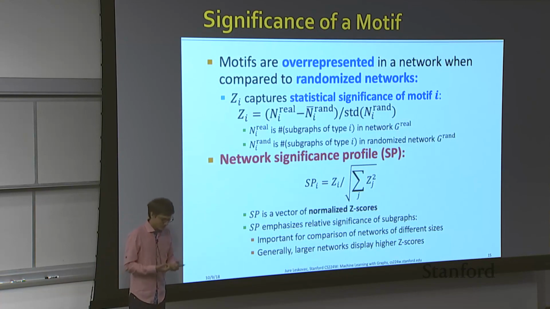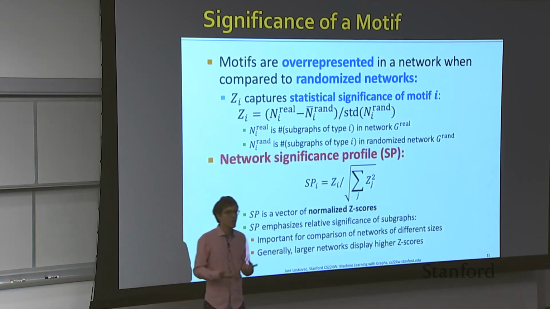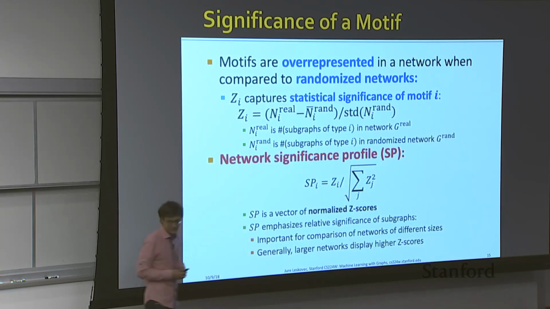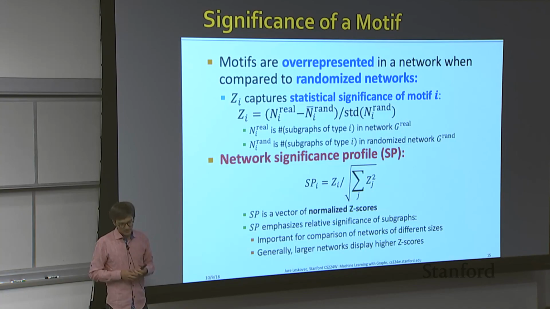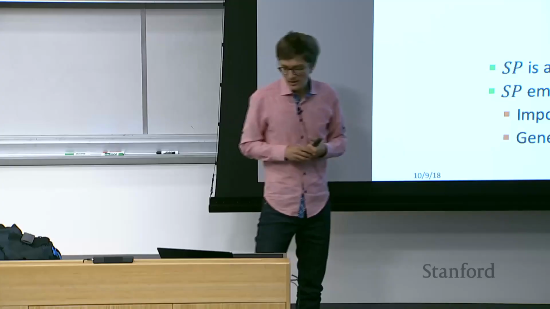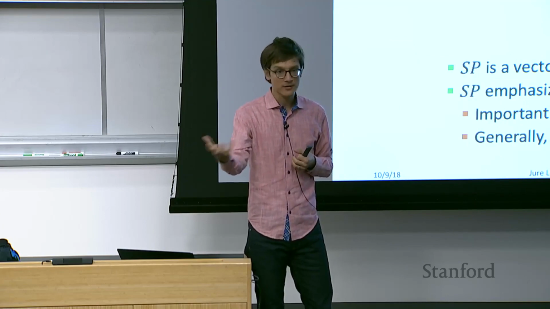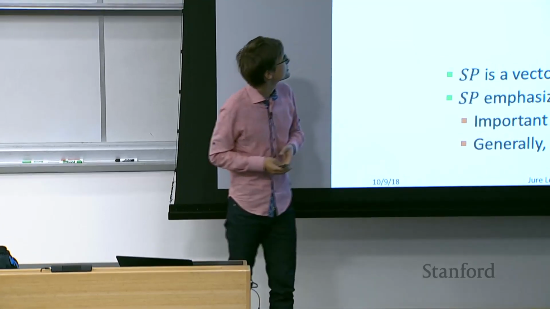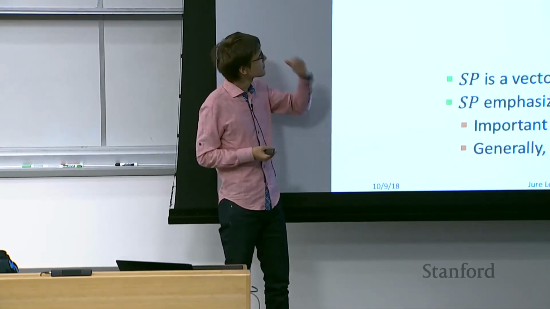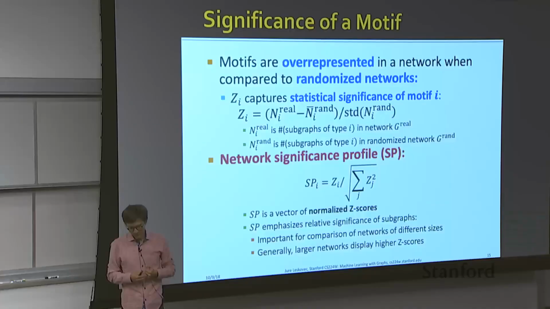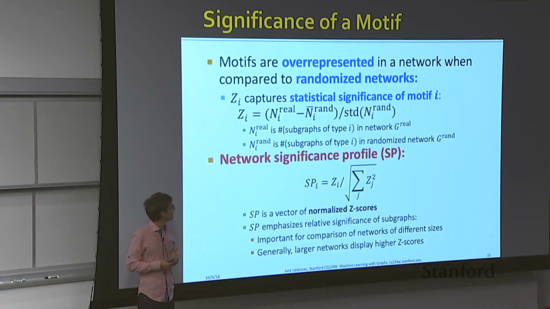It's essentially the difference in occurrence normalized by some natural variability of that motif in the network. So the idea is the following. I will say that the motif is overrepresented in a network when I'm comparing it to its count or frequency in the random network. This notion of a z-score captures the statistical significance of motif i, and the z-score can be positive or negative.